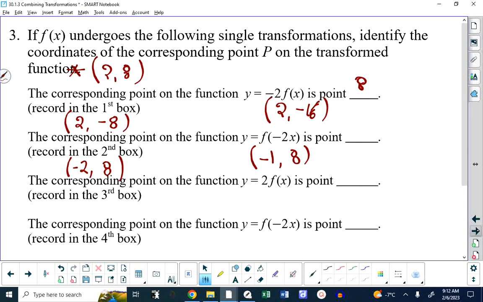Positive 2f of x is very similar to -2f of x in that the y coordinate is going to double, but it will not be reflected. There's no reflection here, so all that's going to happen is it's going to become 2, 16.